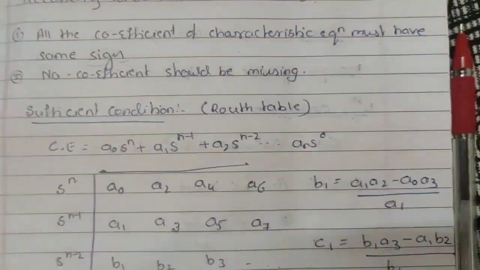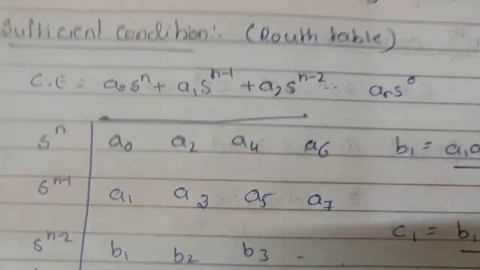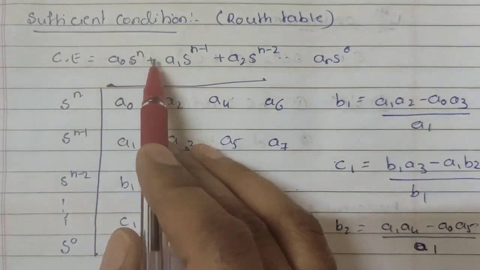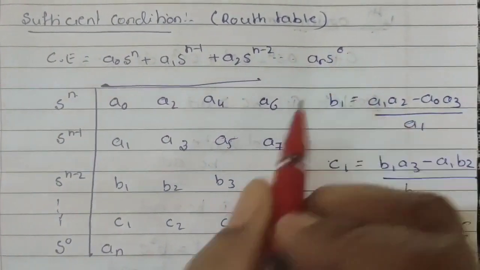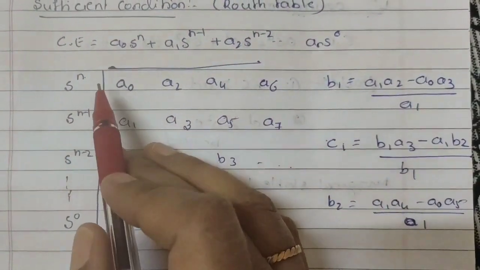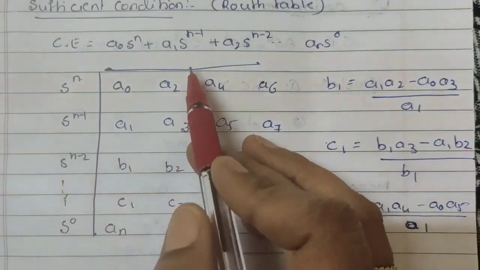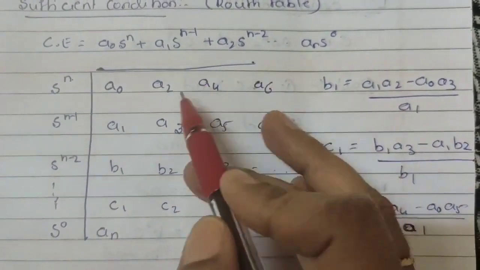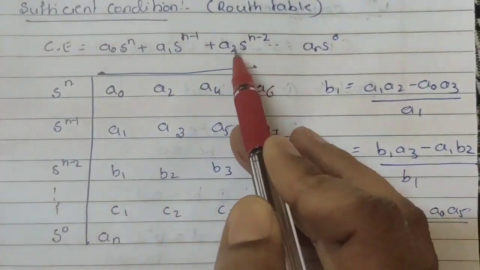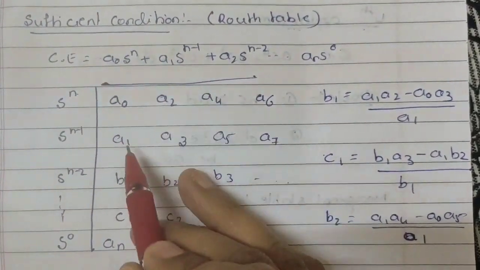For the sufficient condition, there is the Routh table. This is the characteristic equation: a0 s to the power n plus a1 s to the power n minus 1, up to an times s to the power 0. How to write the Routh table, all of you know. For s to the power n, the coefficient is a0. I take only the even-numbered coefficients a2, a4, a6, leaving the odd ones. Next, I take the odd-numbered coefficients a1, a3, a5.